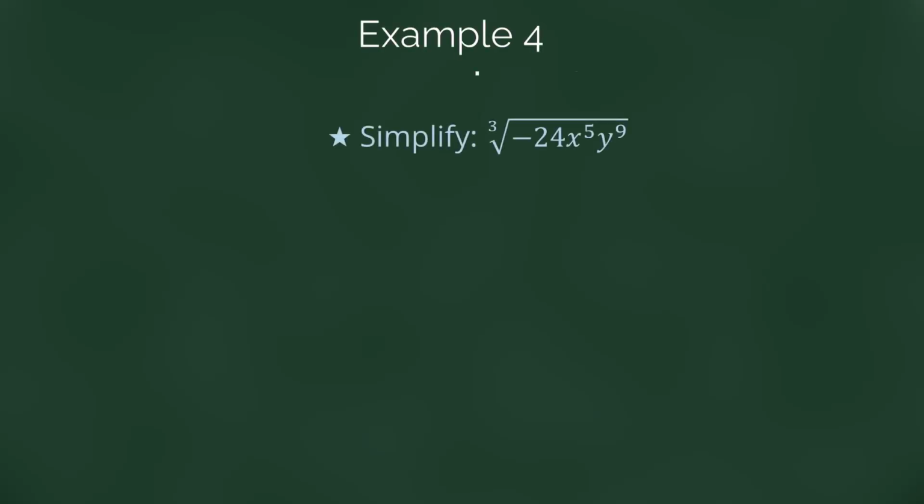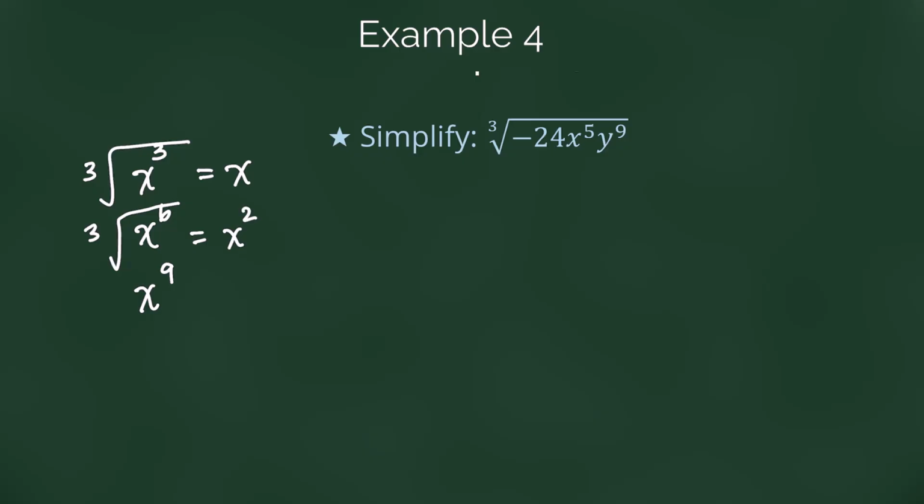All right, this time we have a combination of numbers and variables, and this time we're looking for a cube root. So our index is 3. So here, when we deal with variables, if we have things of the form x to the 3rd or x to the 6th, or x to the 9th, each of these is divisible by 3. So if we take the cube root of those, the cube root of x to the 3rd is just going to be x. The cube root of x to the 6th is going to be x squared, and that's because x squared to the 3rd is x to the 6th. Similarly, the cube root of x to the 9th is going to be x to the 3rd.